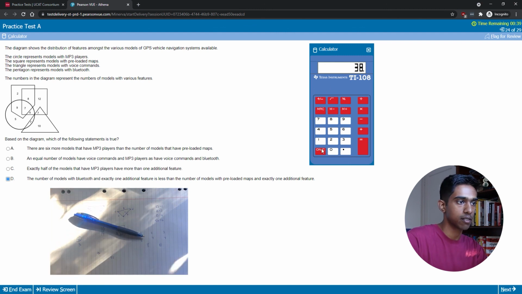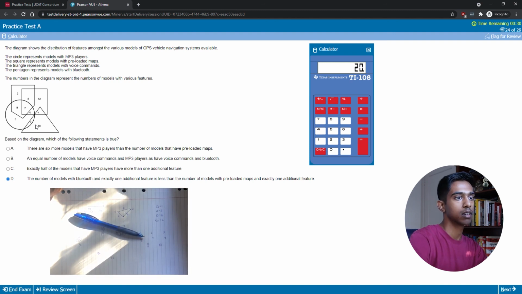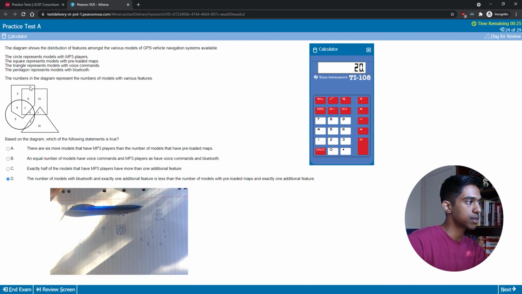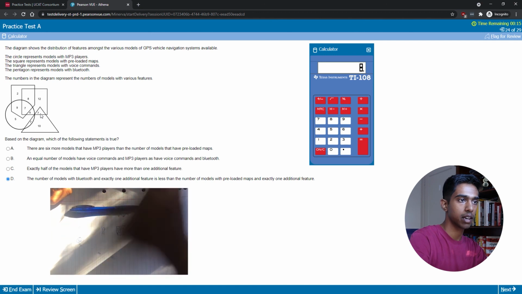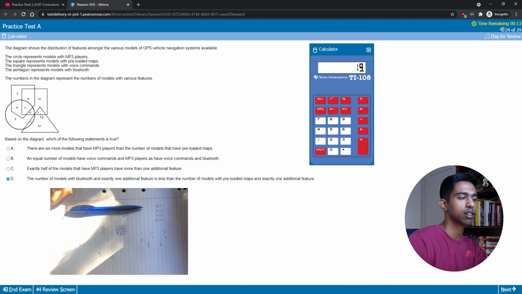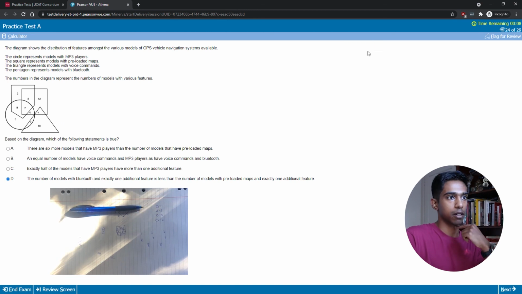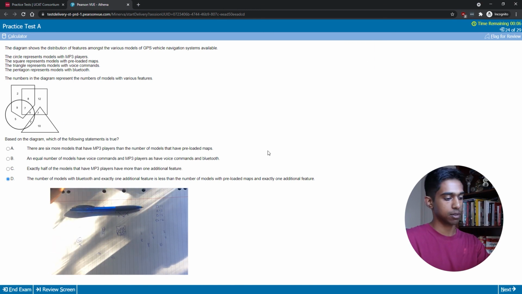We can check that as well since we have a little bit of time. Bluetooth and exactly one additional feature. So that's 9 plus 4 plus 7. 9 plus 4 plus 7 is 20. Preloaded maps and one feature. So 8 plus 4 plus 7. That doesn't look to be true actually, which is interesting. But we'll have to see, I think, because I don't have enough time to check that.